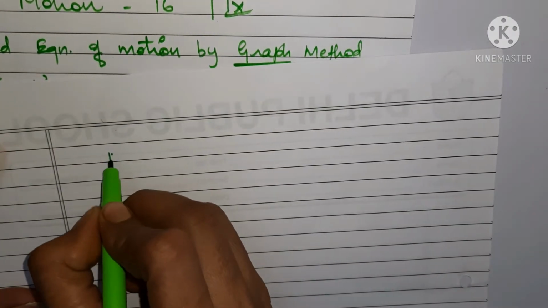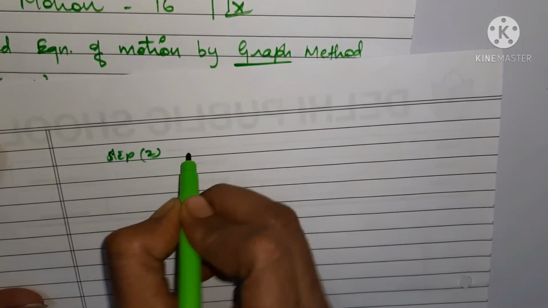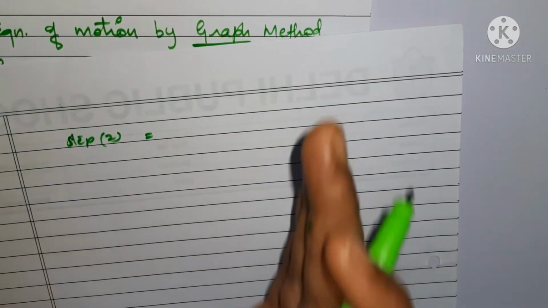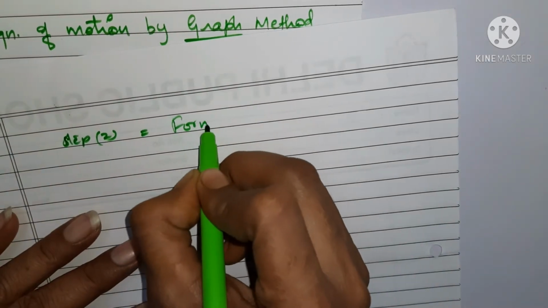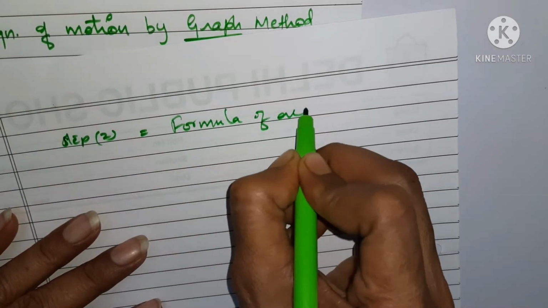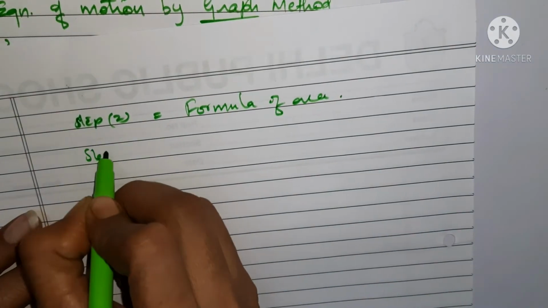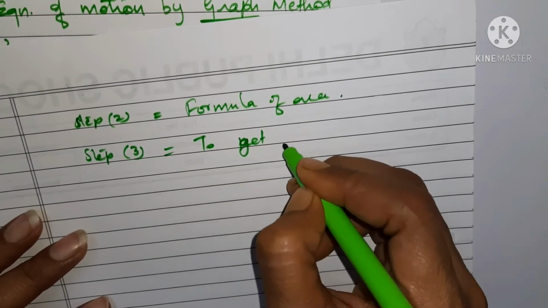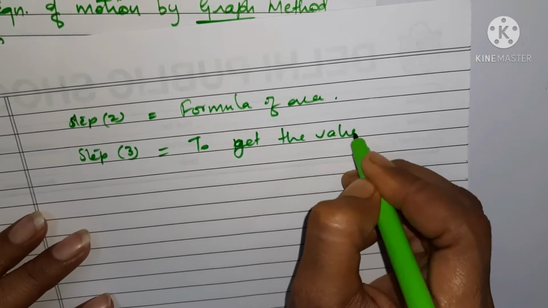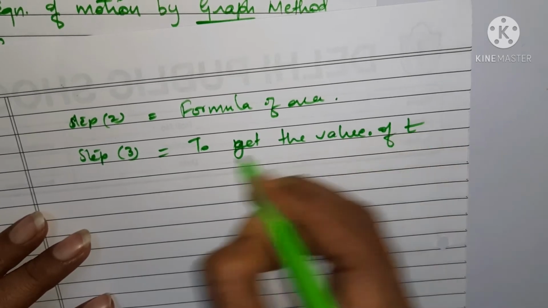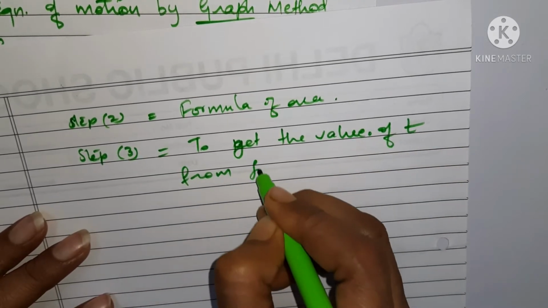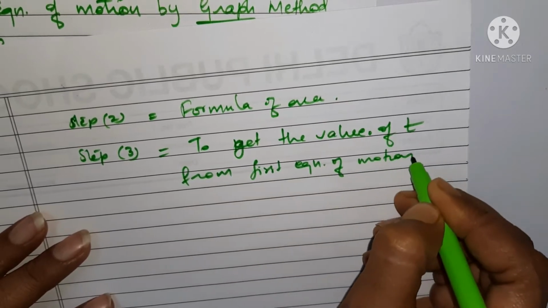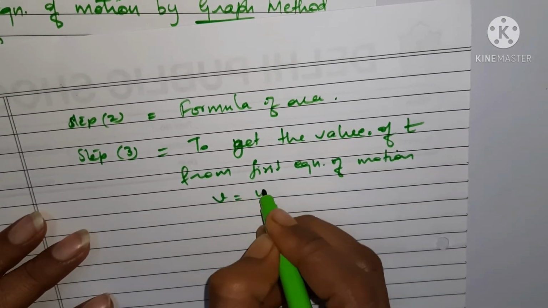The second step, Step 2, which you have to remember, is to get the formula of trapezium, or the formula of area. And the third step, which you have to keep in mind, is to get the value of t from the first equation of motion. Now what is the first equation of motion? It is v is equal to u plus at.